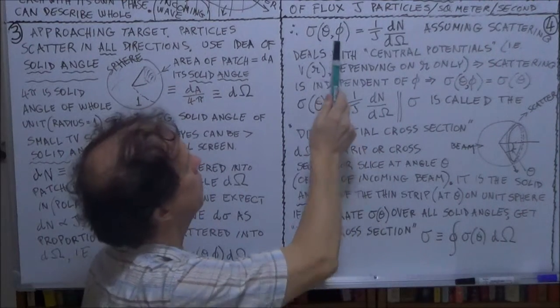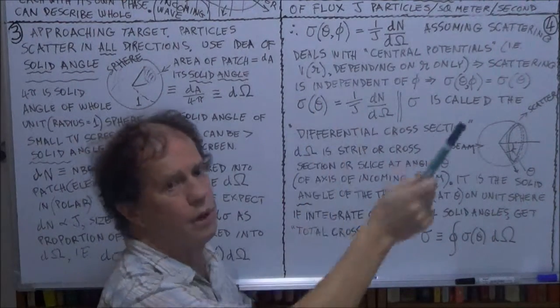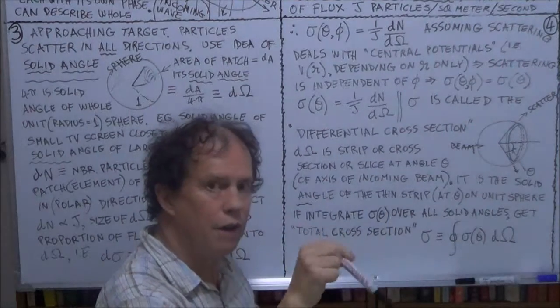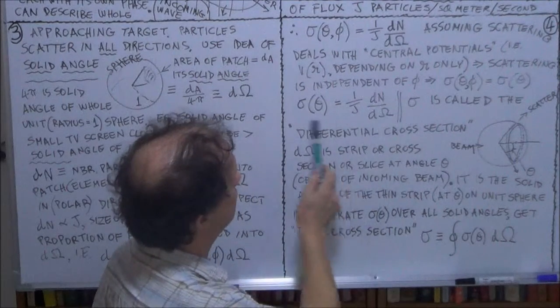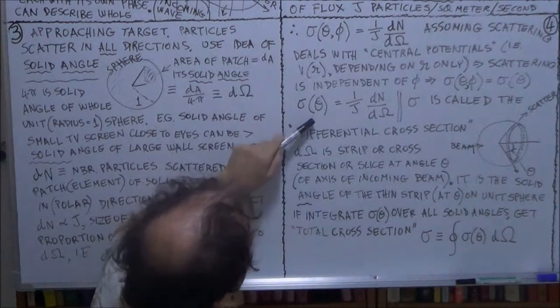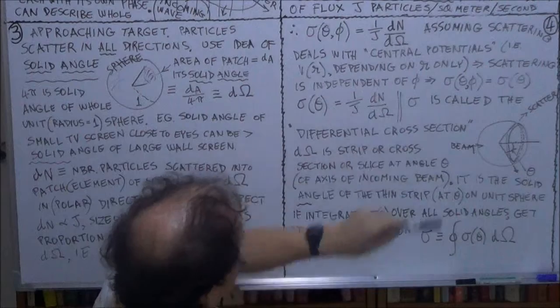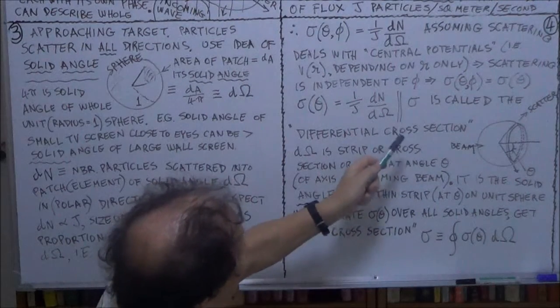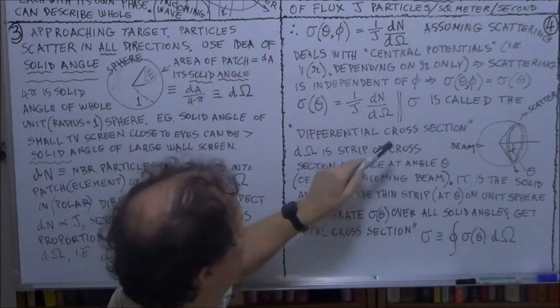Yeah, the phi, theta and phi. The phi here drops away due to the symmetry of the scattering. So you've just got this expression. This expression is called the differential cross section. Now I can explain why cross section.